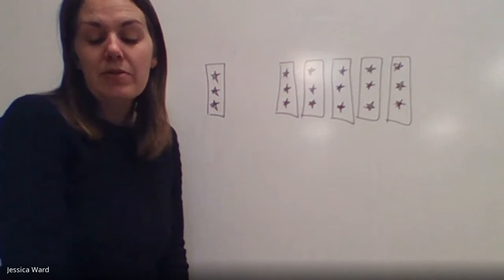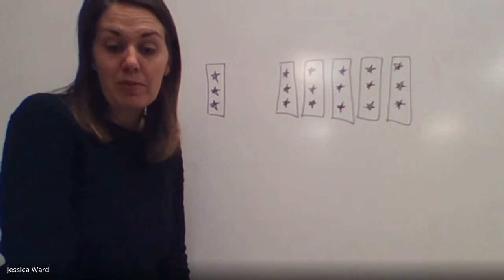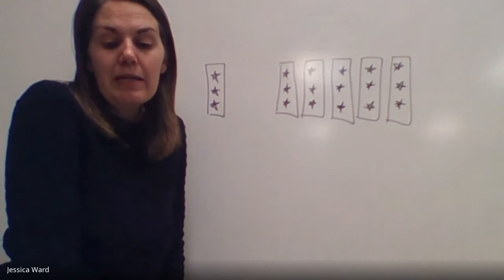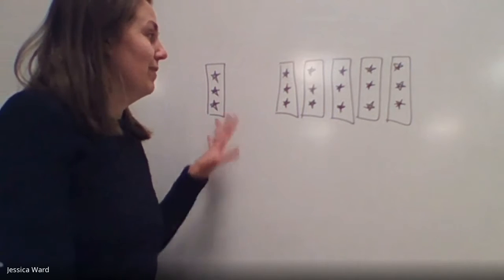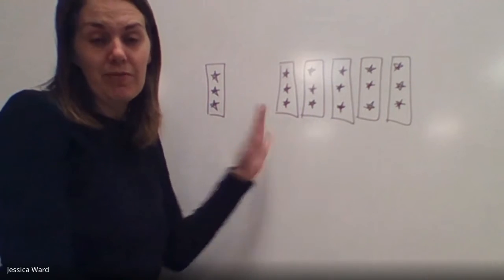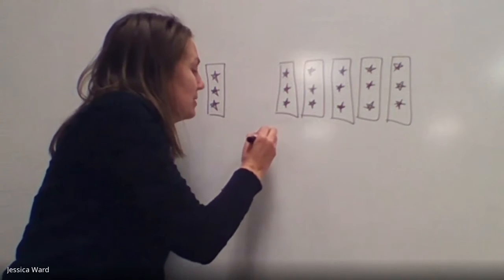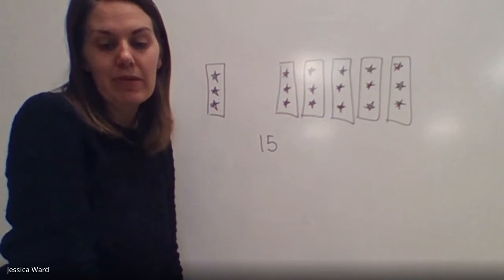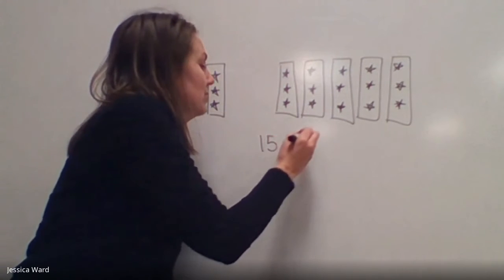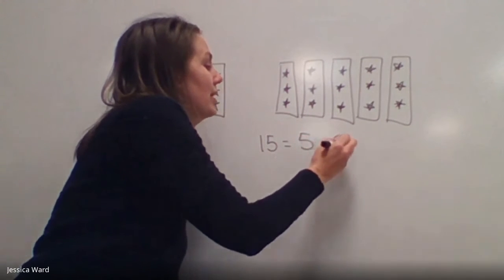Great. Now B says use the model to complete the sentence and the multiplication equation. Blank is 5 times as many as 3. Well, we know that our multiplication factor 5 times or 5 times 3 would be 15. So 15 is 5 times as many as 3, or 15 is equal to 5 times 3. Over here. Okay. I lost power for just a second. All right.